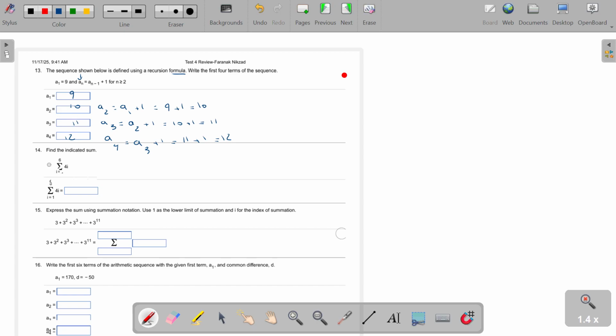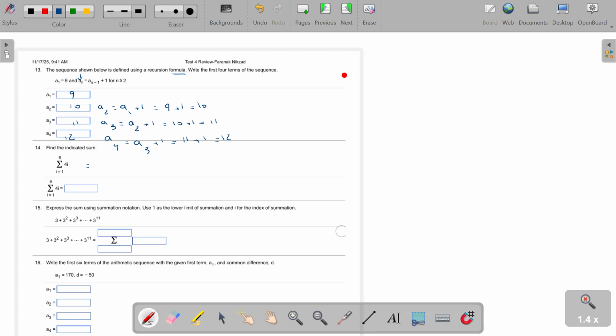Question 14, we need to find the indicated sum here. So I have sigma i equal to 1 to 6. i is the counter and starts from 1 and goes to 6. So first of all, I'm going to write the terms that I have here. i could be 1, 2, 3, 4, 5, and 6.